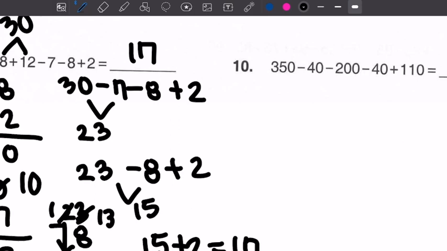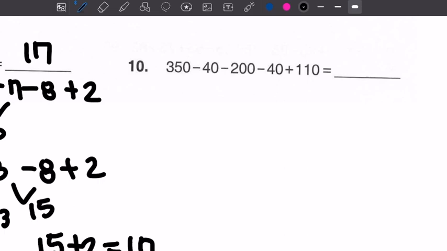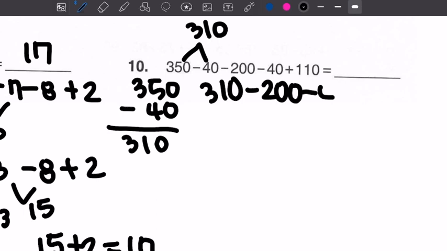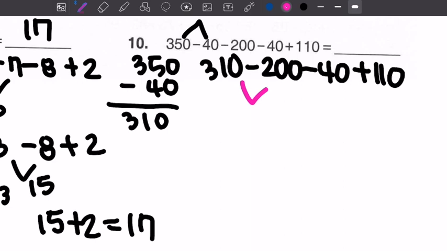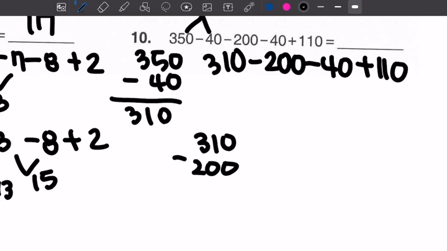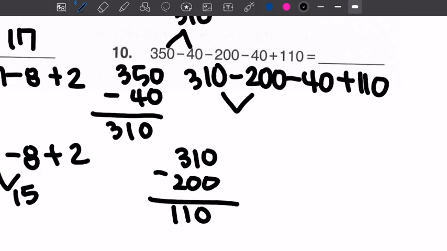For question number 10, we have 5 different numbers, and the numbers are all big. But still, we're going to use the same rule of starting from the left. From the left side, we have 350 minus 40, and that would equal 310. Now we have 310 minus 200 minus 40 plus 110. Now we're going to do these two numbers because now they're on the very left. So 310 minus 200 is equal to 110. Now this portion is equal to 110.